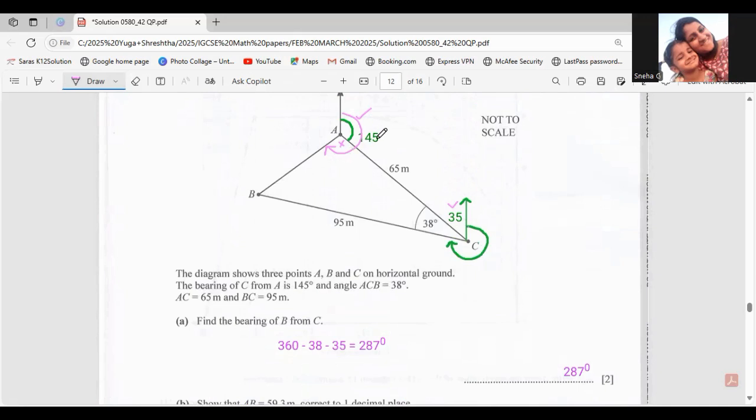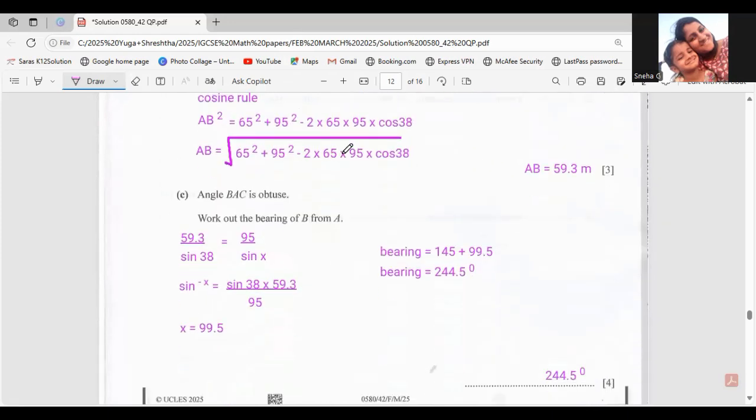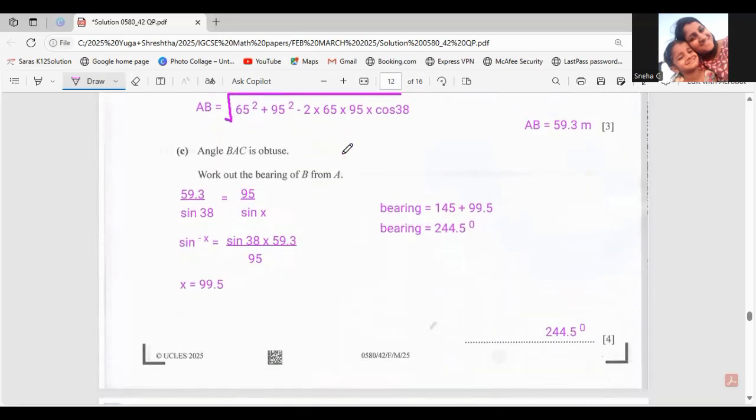So this first angle is 145, the second angle is 99.5. The required bearing is 145 plus 99.5, which is 245.5.